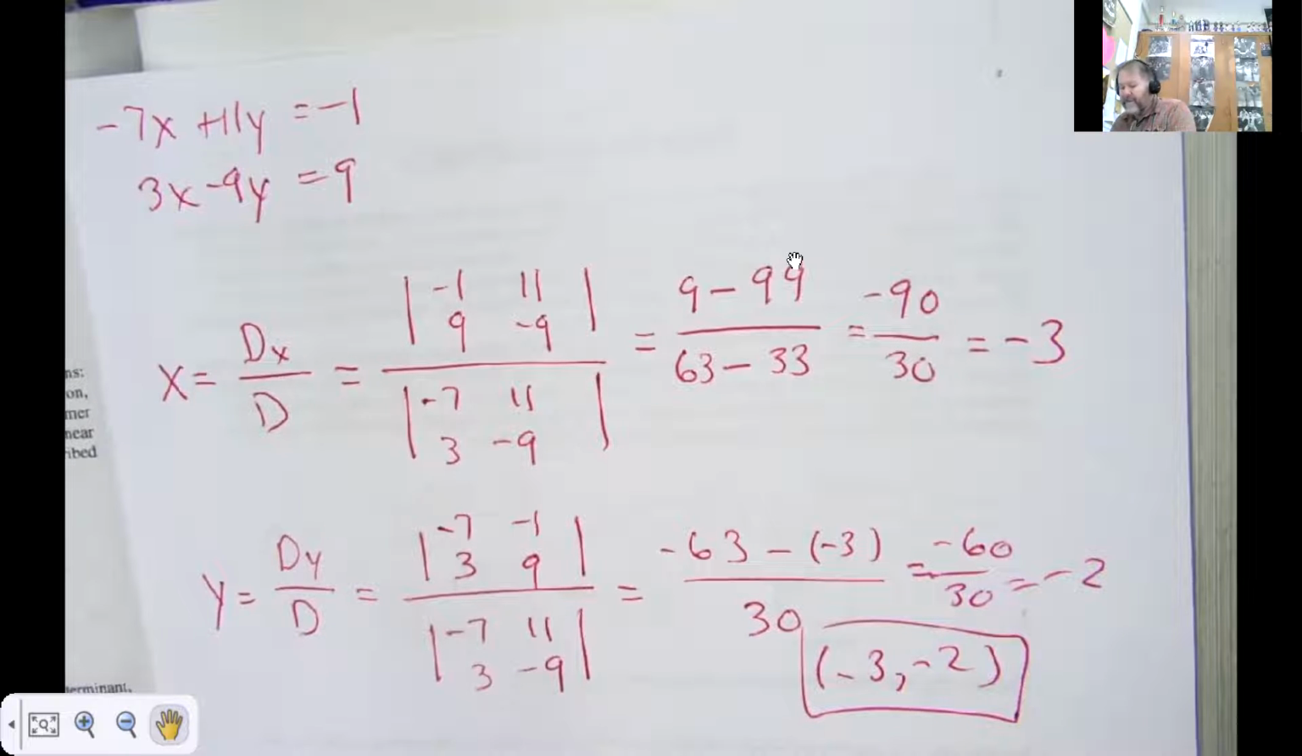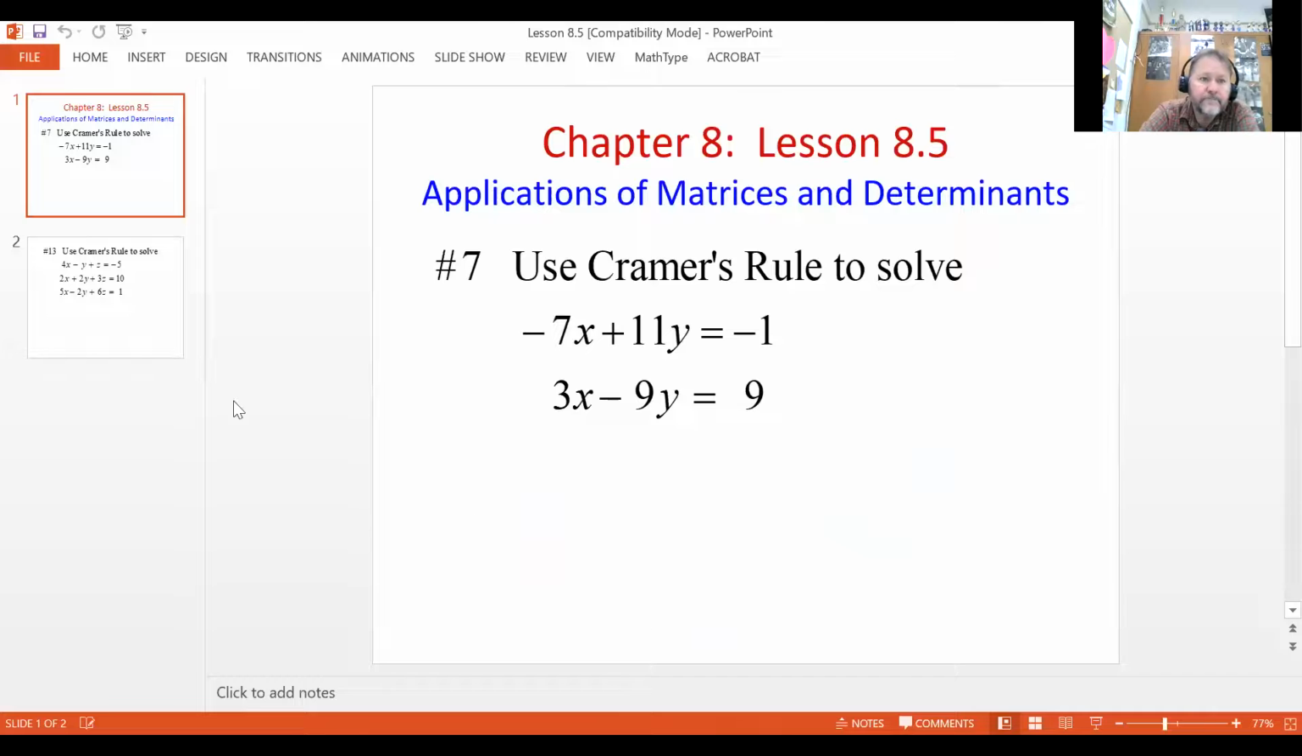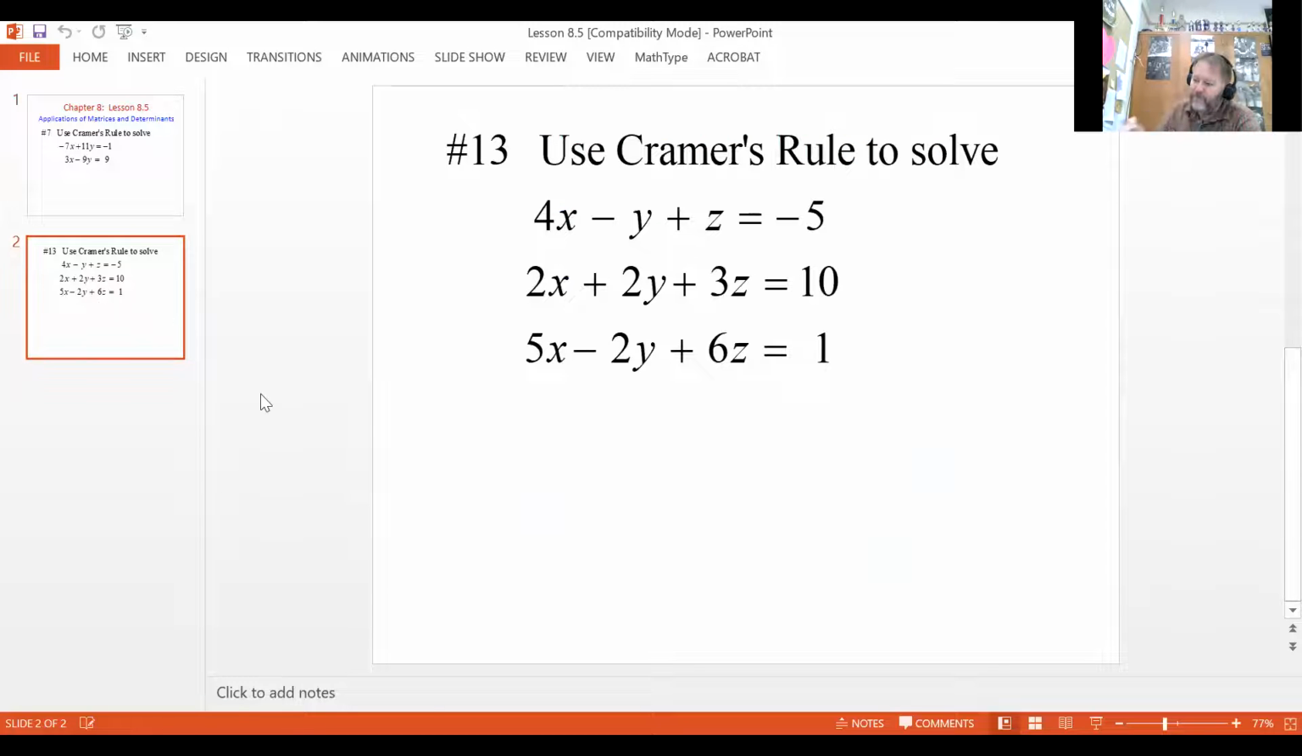All right, let's do the same thing, except this time we're going to do it for a 3 by 3 system. So let me show you our example for a 3 by 3. Let me write it out. It's going to be 4x minus y plus z equals 5. It's going to be 2x plus 2y plus 3z equals 10. It's going to be 5x minus 2y plus 6z equals 1.